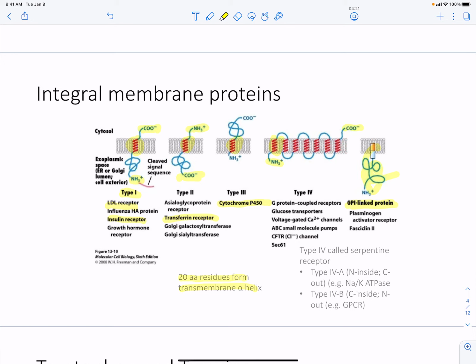Now, the type 4 receptor is a serpentine receptor because of its 7 transmembrane domains. There are 2 types: type 4A and type 4B. Type 4A is going to be amine on the inside of the cell and carboxy out, and type 4B is going to be carboxy in and amine out. The example for type B is a G protein coupled receptor, and the example for type A is a sodium potassium ATPase.